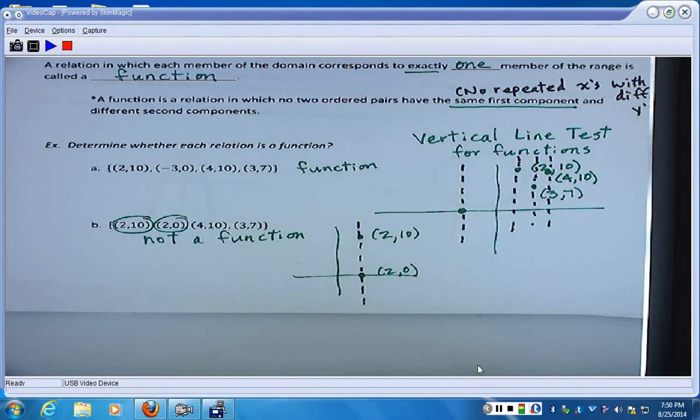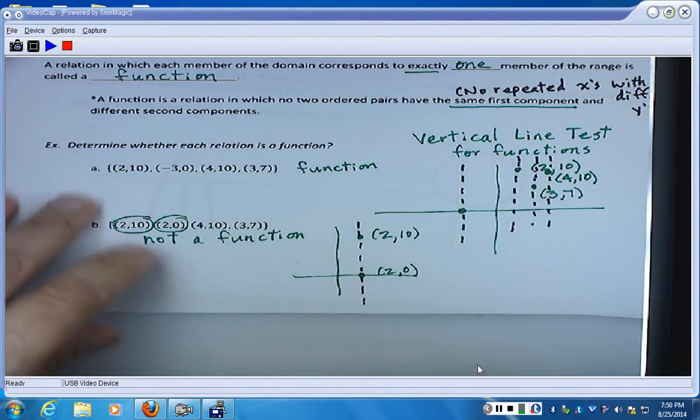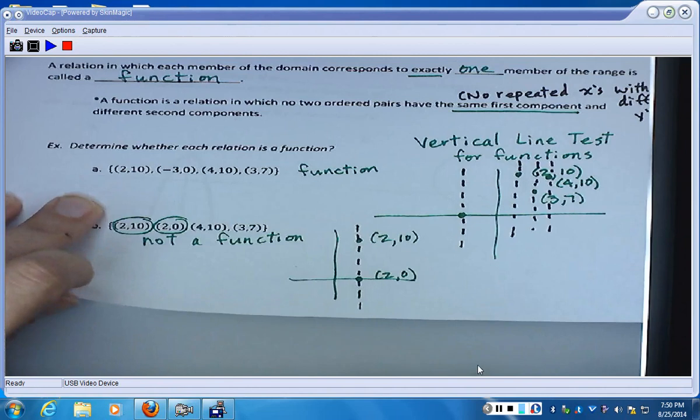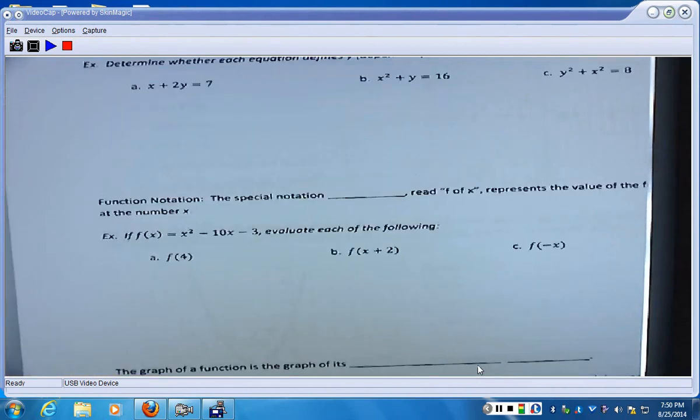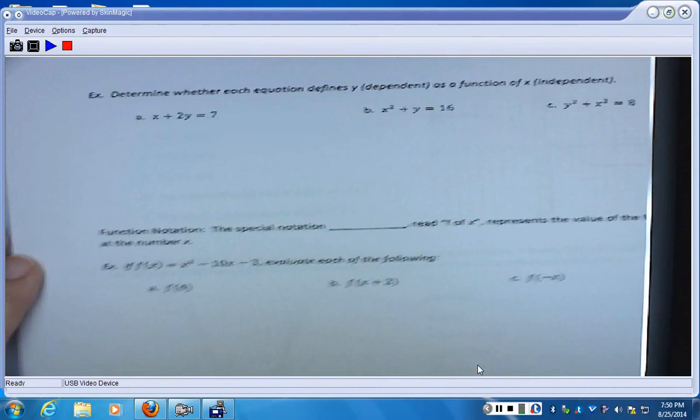So if you have trouble remembering that, you can graph these. Okay? All right, any questions? All right, so, next example.